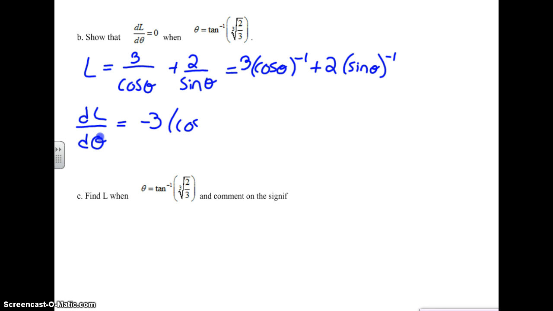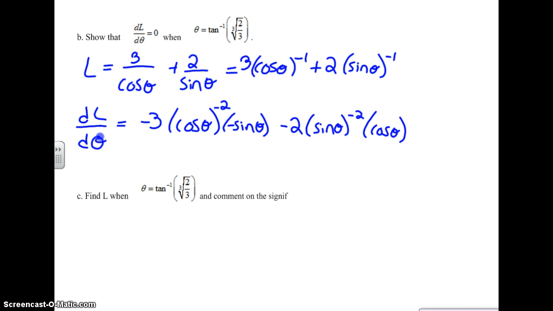I'm going to keep my inside function, drop down one exponent, so I'm going to negative 2, multiply by the derivative of the inside, so the derivative of cosine is negative sine. Similarly, I'll do the same thing for 2 sine to the negative first power.